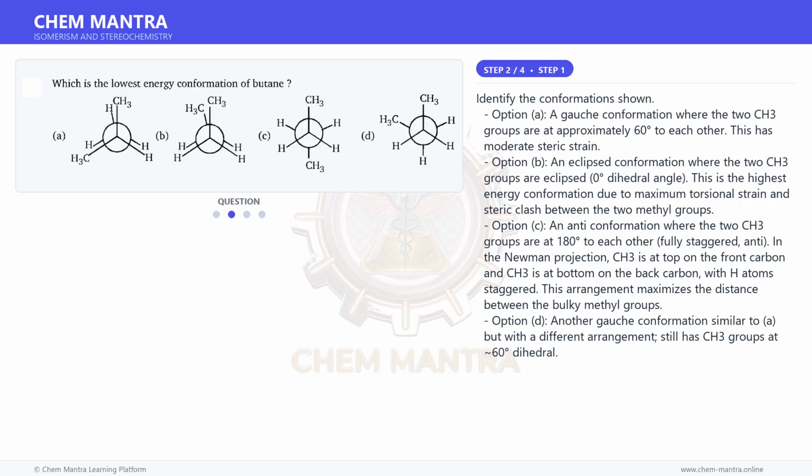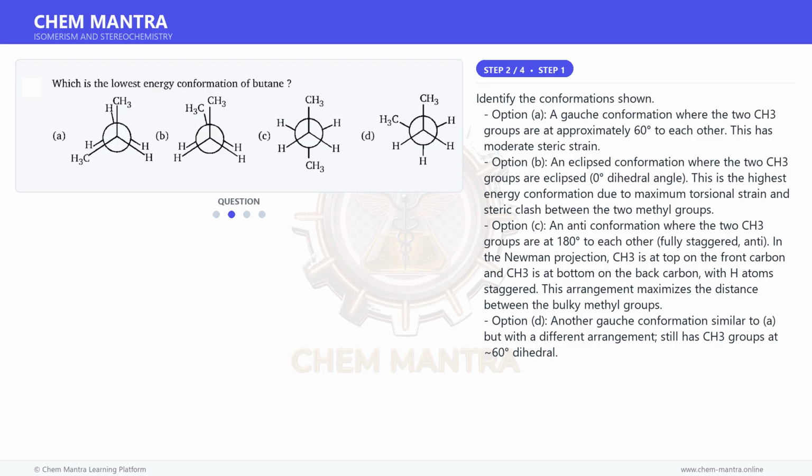Identify the conformations shown. Option A. A gauche conformation where the two CH3 groups are at approximately 60 degrees to each other. This has moderate steric strain. Option B. An eclipsed conformation where the two CH3 groups are eclipsed, 0 degrees dihedral angle.